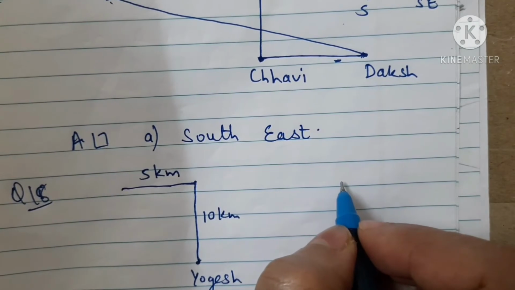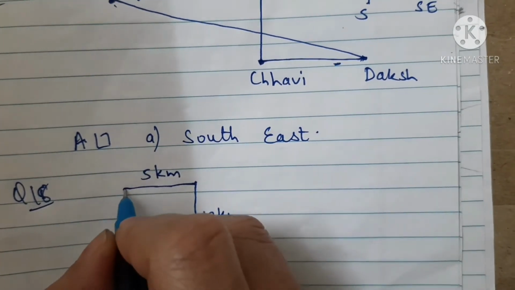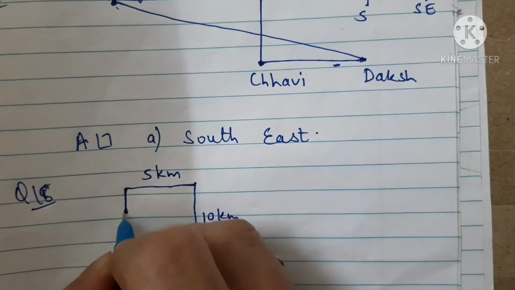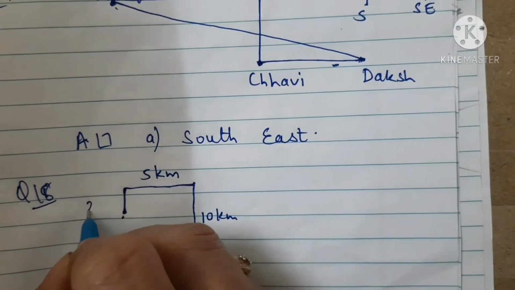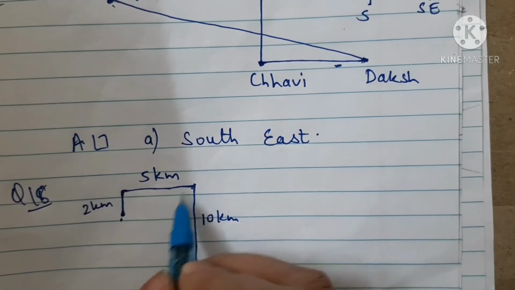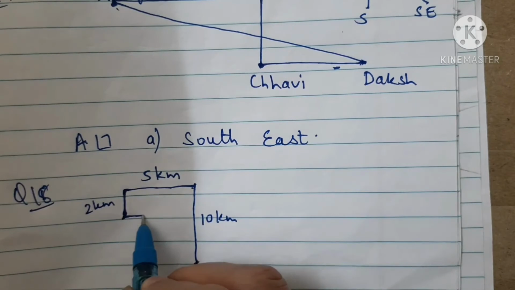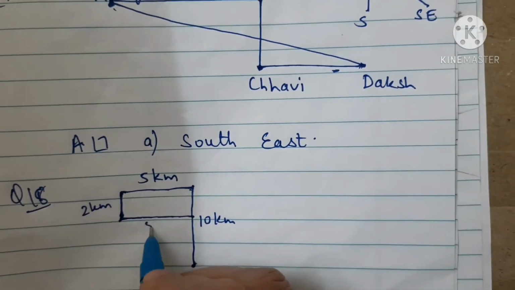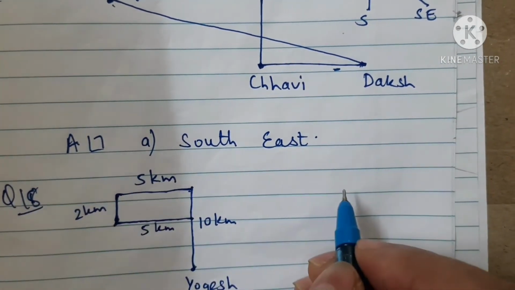Then he turned south and covered 2 kilometers. So just this much distance to the south he is moving, and he is covering 2 kilometers. Finally he turned to the east and covered 5 kilometers. Now as this distance is 5, when he is turning to the east, he is moving in this direction, and this distance will also be 5.